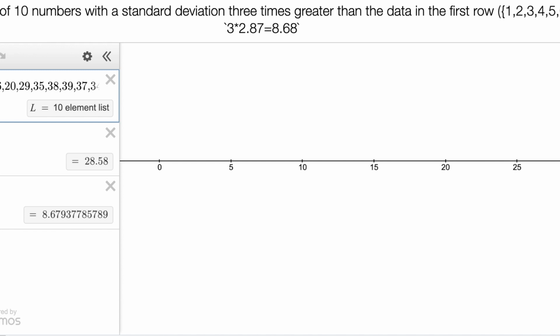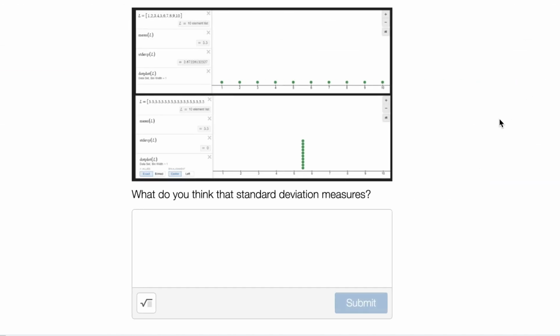So notice at first, standard deviation was larger. So as we had to bring those numbers back down, we had to play around with that and get them closer and closer in order to get that standard deviation the way we wanted it. So, all right, so let's go to the next one.